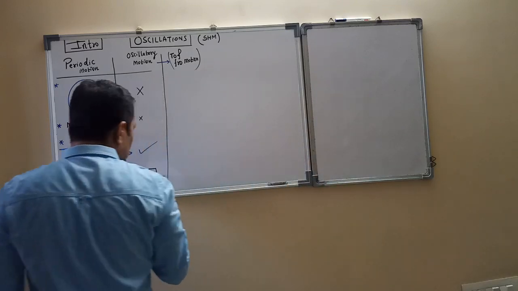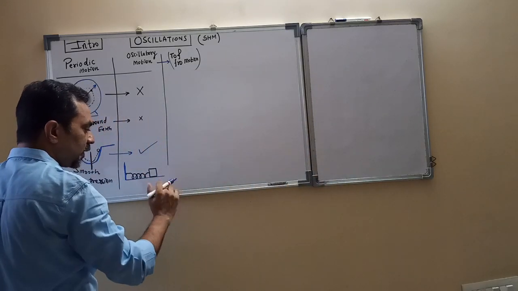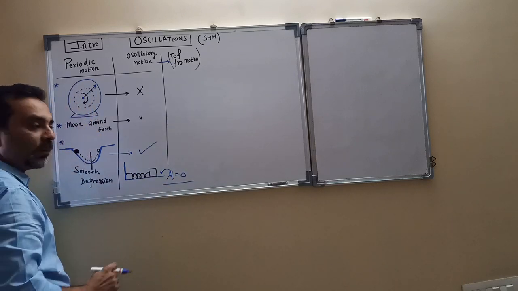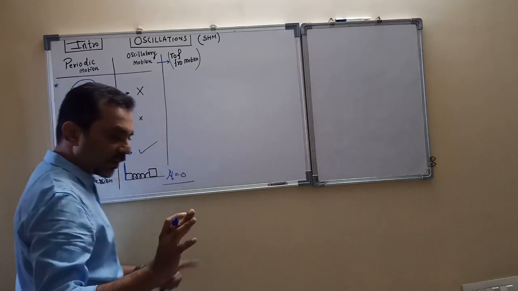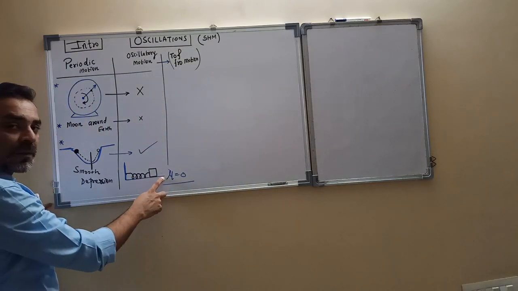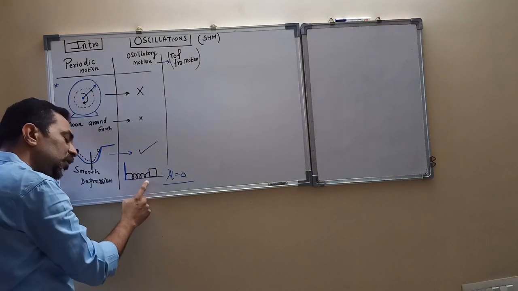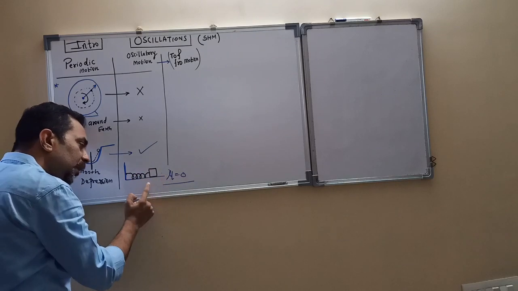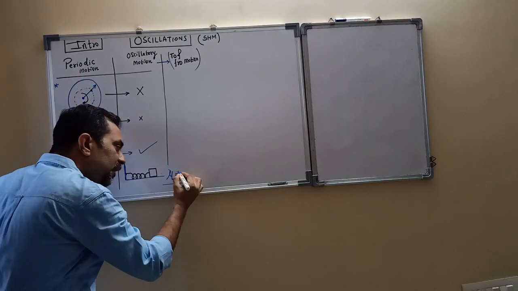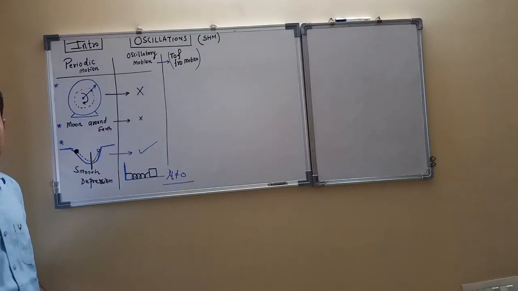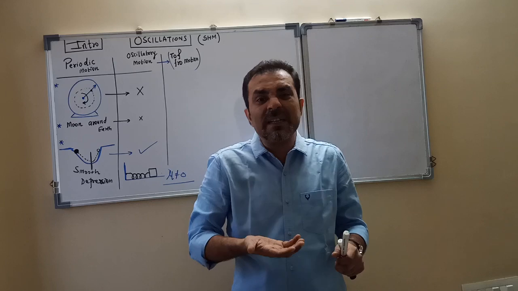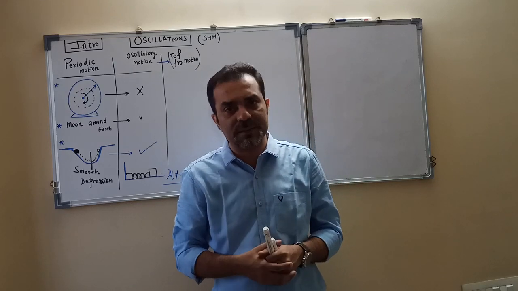So this block, if I assume, listen everyone, I am saying something, I wrote something here: mu is equal to 0. Mu is equal to 0 means what? There is no friction. So if I assume that there is no friction, then this is definitely an example of oscillatory motion as well as an example of what? Periodic motion. But suppose I say mu is not equal to 0, now listen properly, meaning the surface on which that block is resting is not a smooth surface, it is a rough surface.